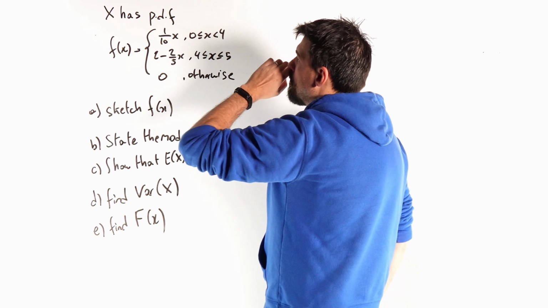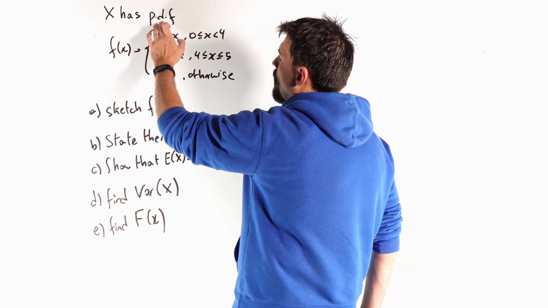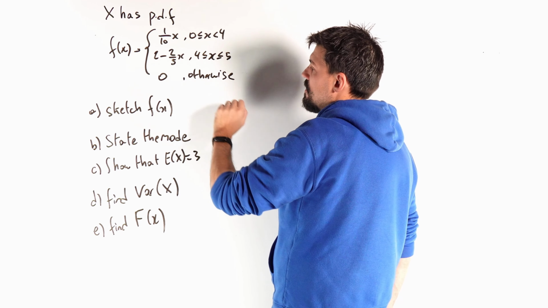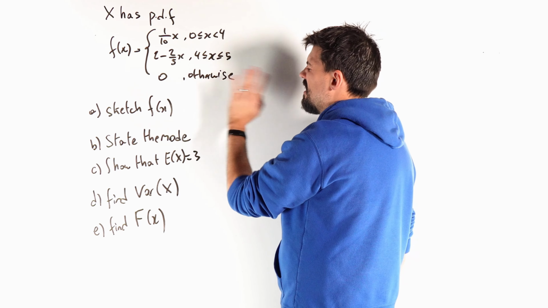We've got a continuous random variable capital X, and it has a probability density function specified this way: x over 10 between 0 and 4, and 2 minus 2/5 x between 4 and 5, then 0 otherwise.